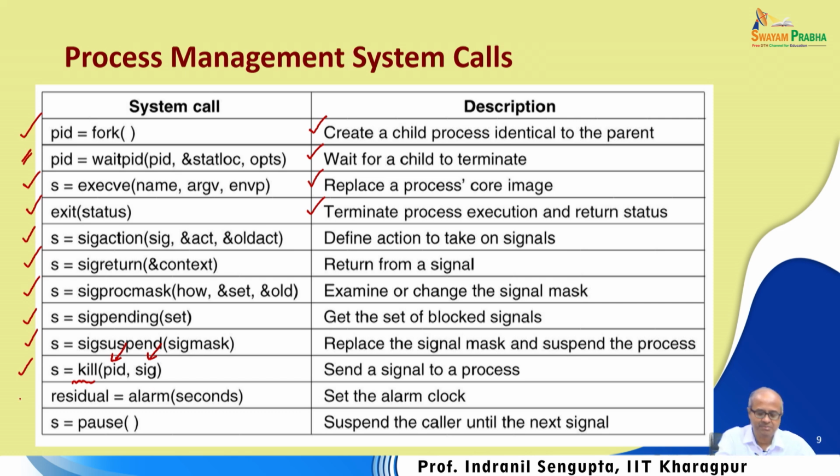can set the alarm by calling the alarm system call. When that alarm reaches 0, that clock reaches 0, and the SIGALRM signal will be generated. And you can pause execution of a process till a signal hits that process, it will again wake up. So, these are some of the process management system calls that are available.